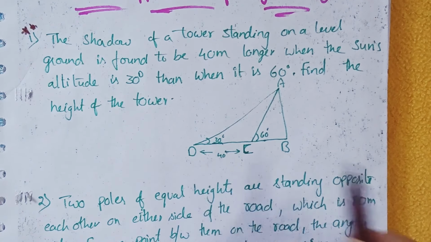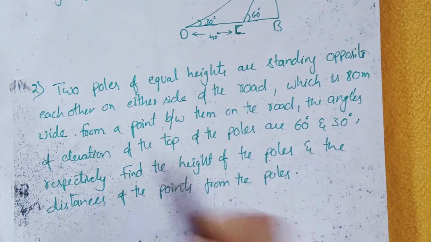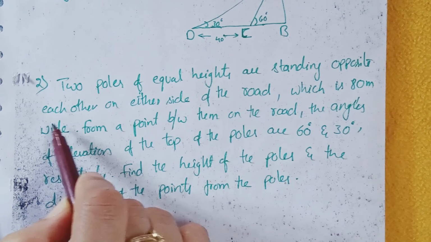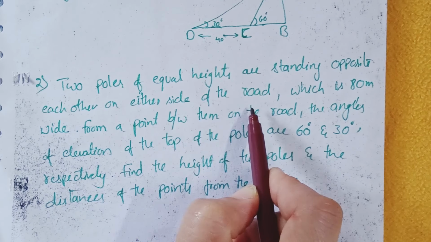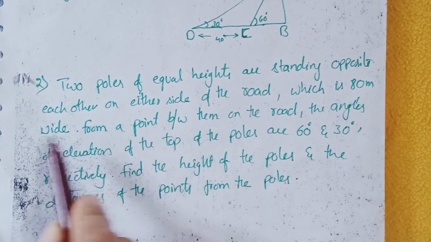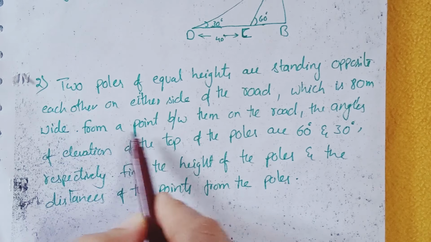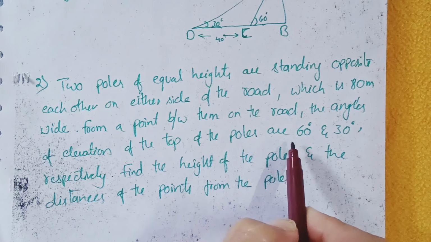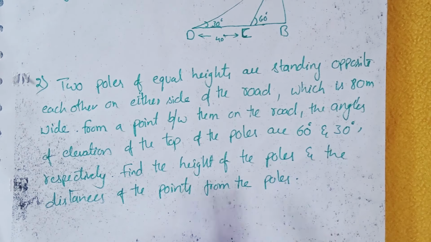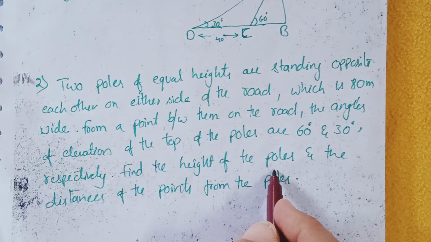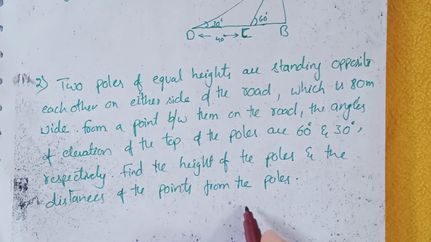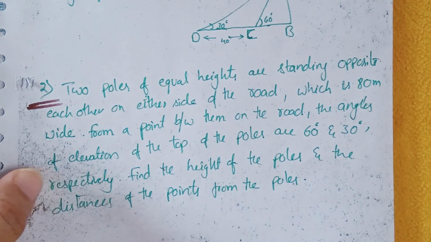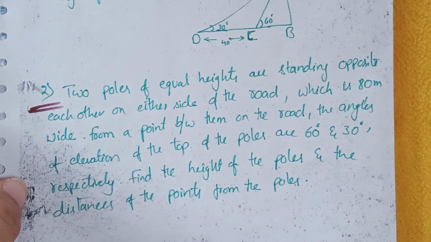Go through this. Okay, next we'll see the second question, which is, two poles of equal heights are standing opposite each other on either side of the road, which is 80 meters wide. From a point between them on the road, the angles of elevation of the top of the poles are 60 degrees and 30 degrees respectively. Find the height of the poles and the distance of the point from the poles.